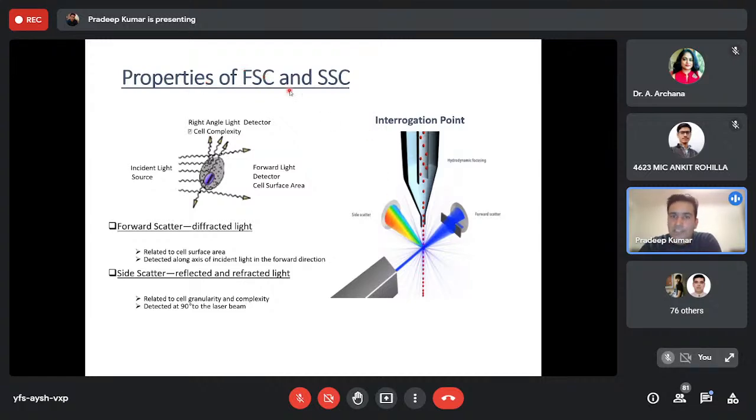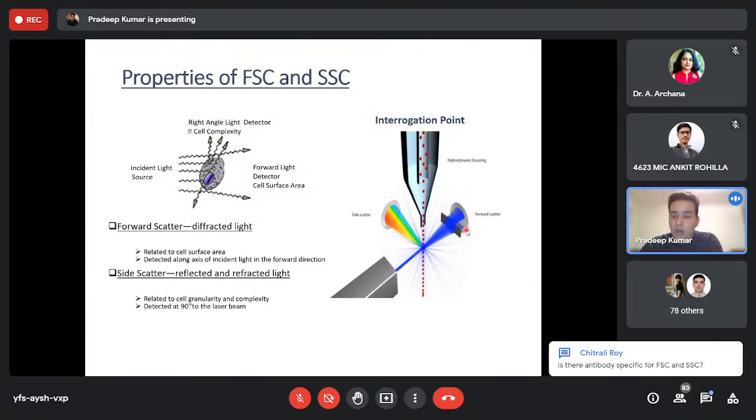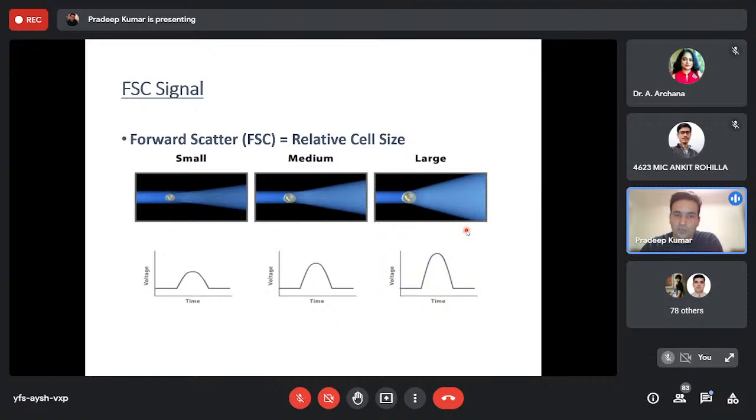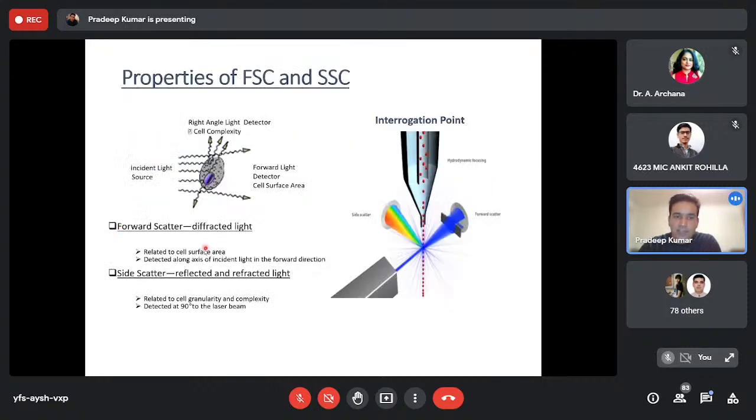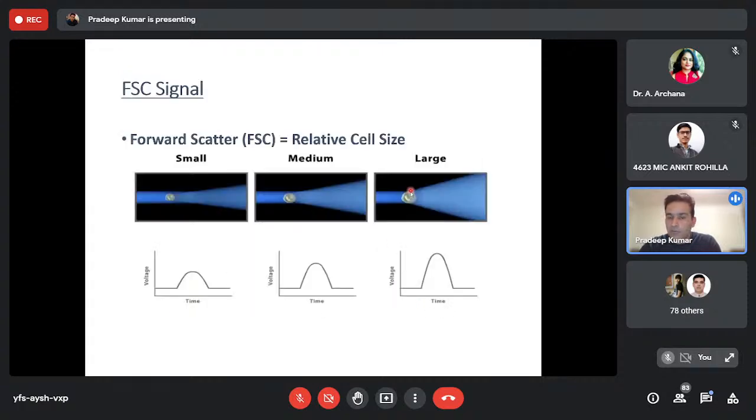The properties of FSC and SSC: why do we call it forward scatter? It is because the light which is scattered in the forward direction is collected, and that gives information of size. How we get the information of forward scatter is, if a smaller cell is flowing through the laser, then from the surface of the cell, light will be deflected in the forward direction. It is that diffracted light from the surface of the cell in the forward direction, that's why we call it forward scatter. And if it is a bigger cell going through the flow cytometer laser, then a bigger cone of light will form in the forward direction. You get a bigger signal peak compared to smaller cells.